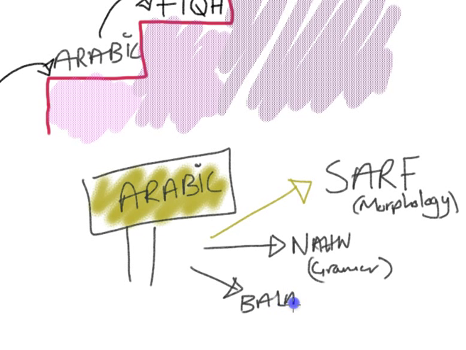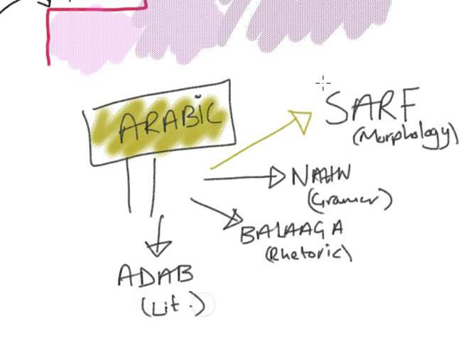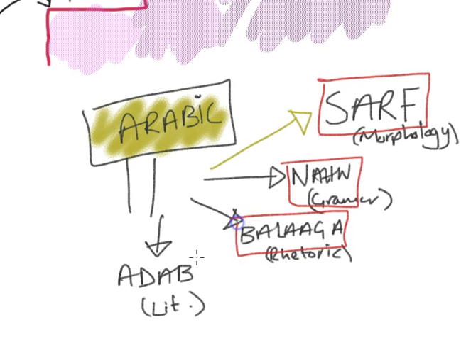So you have balagha, and balagha is called in English rhetoric. I'll talk about that in a bit. And finally, what you study is adab, which is Arabic literature. So these are the 4 topics or subjects or branches, whatever you want to call them, of the Arabic language which are taught in the Alim course. I've made this yellow, it doesn't really matter, it's all one color anyway. So you have all of these topics which are all to do with Arabic.